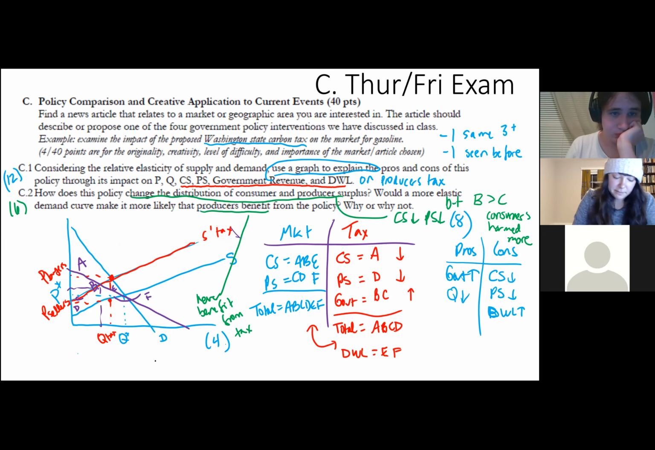So when demand is more elastic, that means suppliers will be more likely to pay more. So if anything, a more elastic demand curve is going to harm producers more. They will pay more of the tax. The market will shrink more because consumers are going to consume a lot less gasoline. So anything you said about that would be perfectly fine.